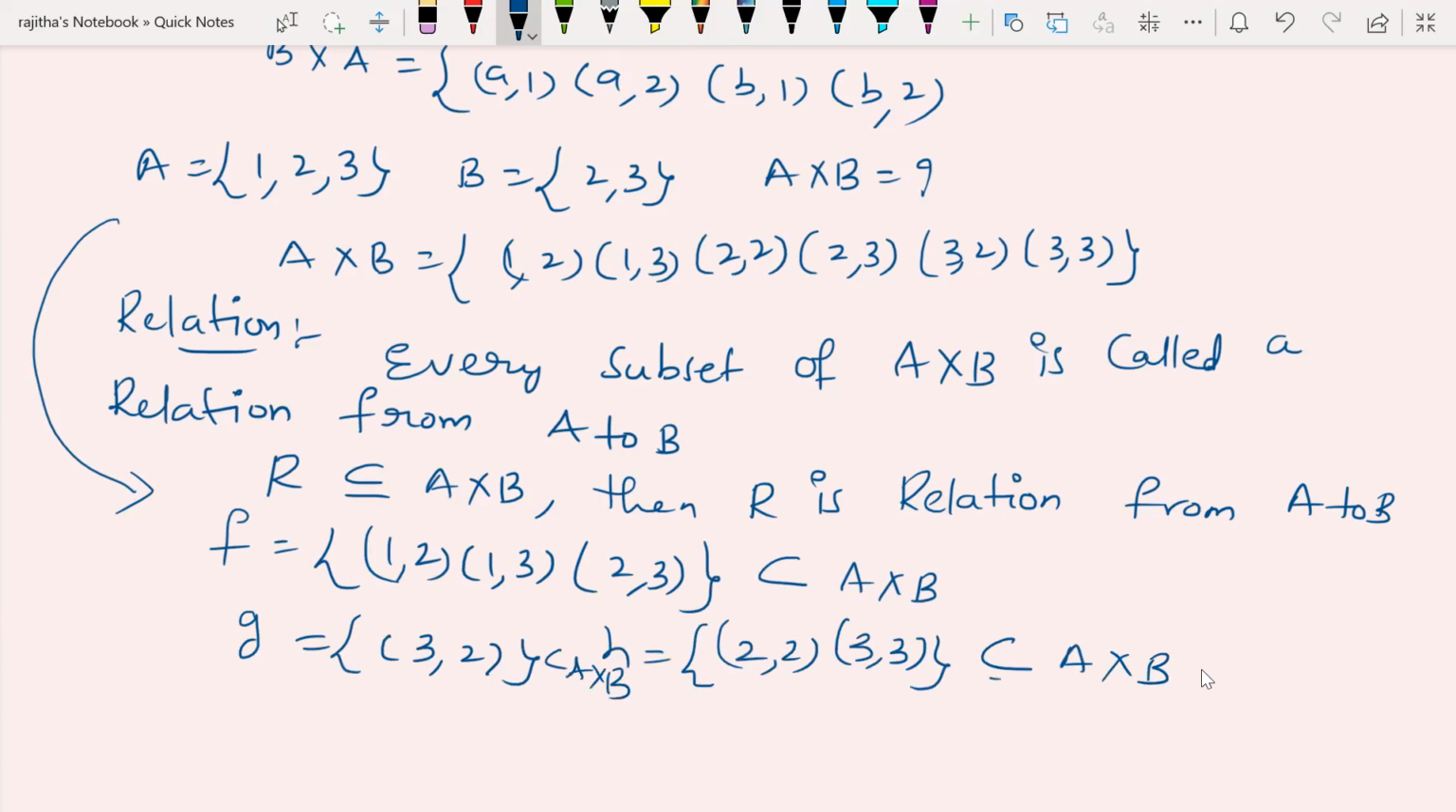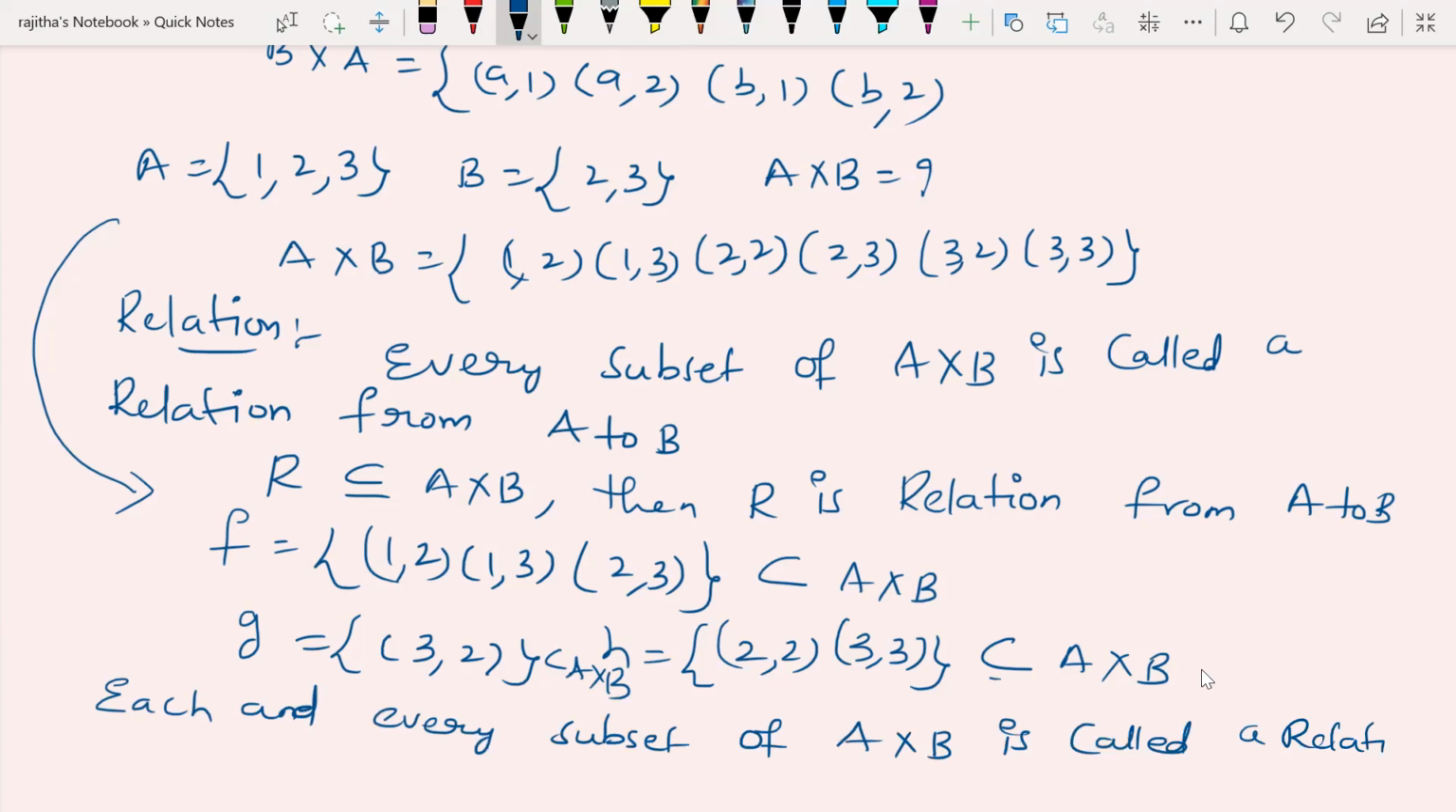Here F is a subset of A cross B, G is also a relation, a subset of A cross B, and H is also a subset of A cross B. Finally, what we have to observe? Each and every subset of A cross B is called a relation.